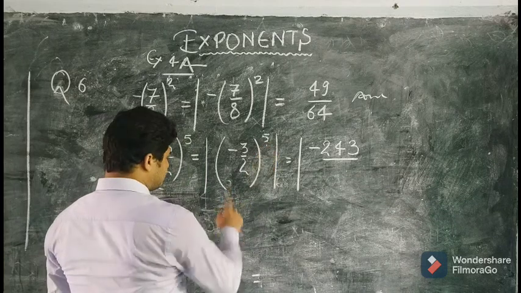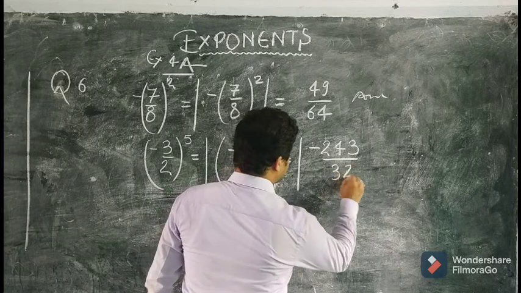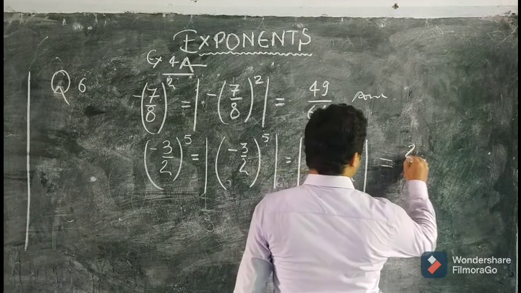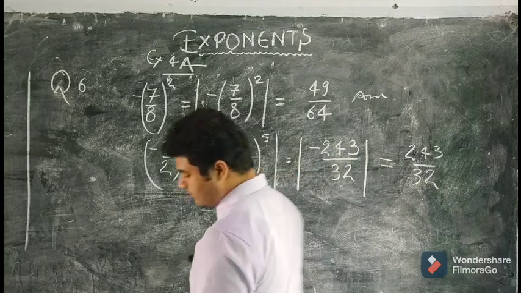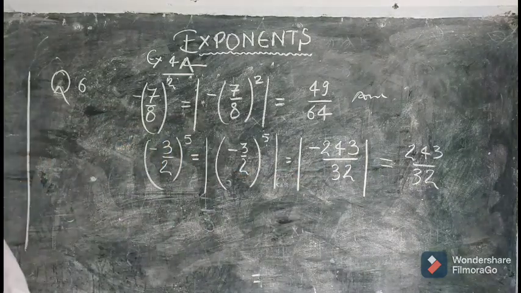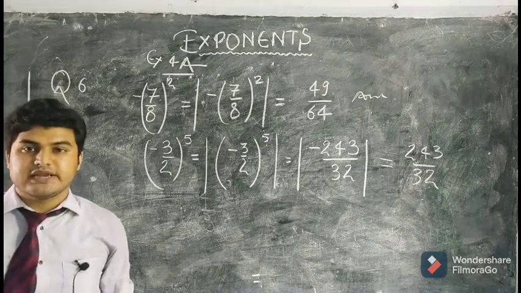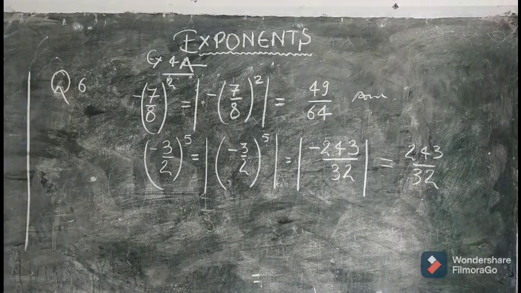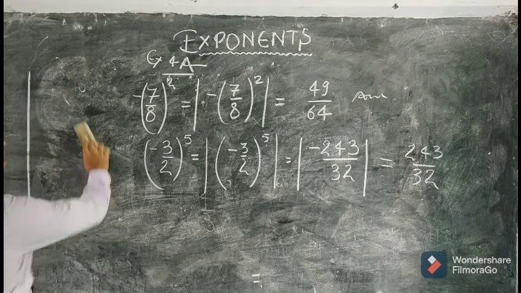2 ka power 5: 2 2s are 4, 2 4s are 8, 2 8s are 16, 2 16s are 32. Then when mod will be applied, it will become positive. So 243 upon 32. This will be the answer. So by this your exercise gets complete. There is one MCQ. Let's see that also. You can pause the video and note it down.